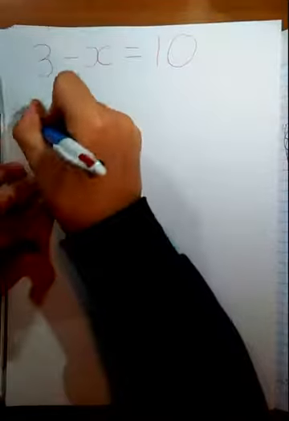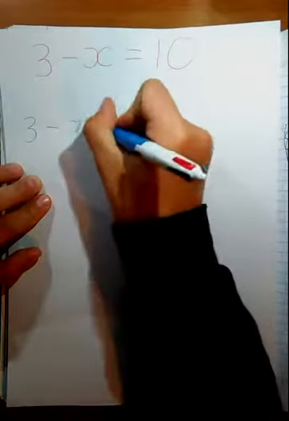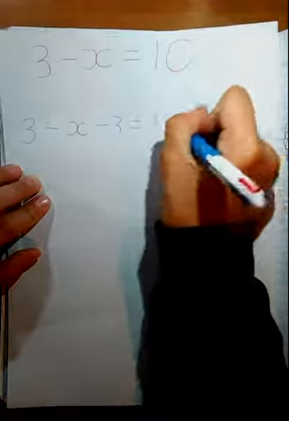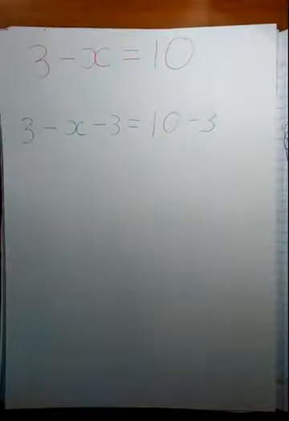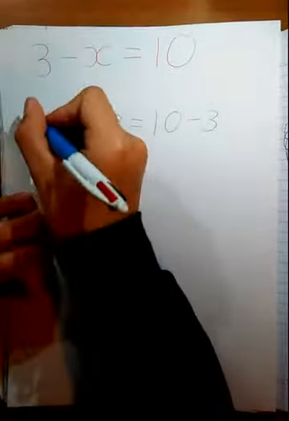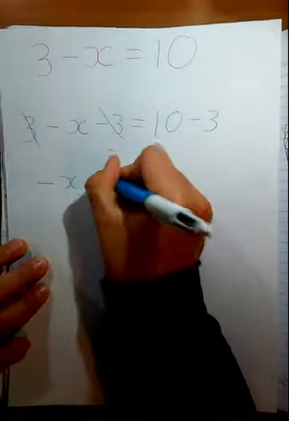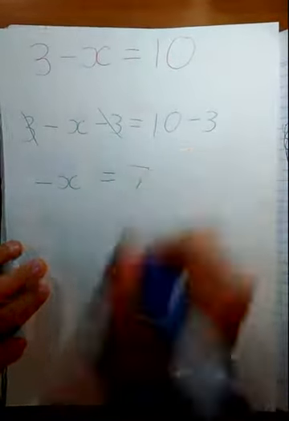Now, let's try 3 minus x equals 10. Since we have a positive 3 in front of the x, to cancel it out, we can do minus 3, and I'll add a minus 3 on the other side of the equation to keep things equal. And since this cancels it out, we get rid of this positive 3 and this minus 3. We're left with negative x on this side, and 10 minus 3 equals 7. So we have negative x equals 7.